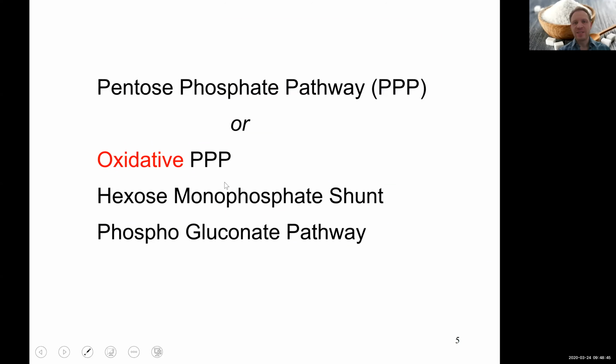Much like the TCA cycle, the PPP, or pentose phosphate pathway, has been given a number of names. It's been called the oxidative PPP. We'll actually see at the very end of our course, there also is a non-oxidative version of the PPP. It's been called the hexose monophosphate shunt. We'll see why that is. And it's also called the phosphogluconate pathway after one of its intermediates.